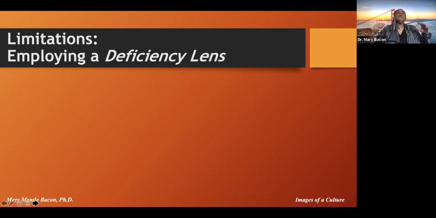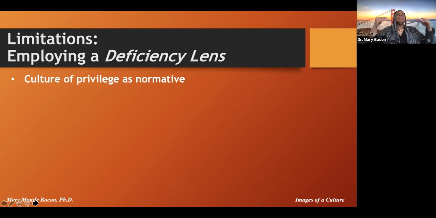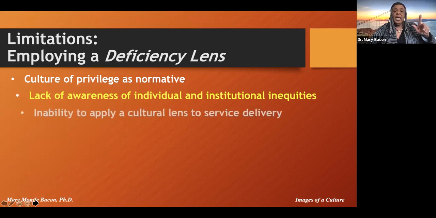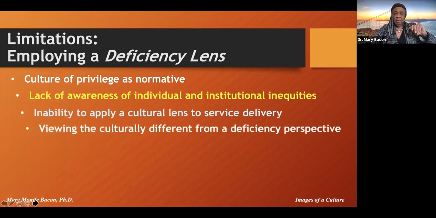Okay, well, let me put this whole process now in context. Because part of what I believe is that the problem oftentimes for some of these students in getting some clarity about what it is they need and whether or not we're responding is that we employ a deficiency lens in looking at kids. So part of what is the problem, I believe, is that the culture of privilege is established as what is normative for everybody else. And many times we as educators are not aware of the individual and institutional inequities that cause some of our students to be referred. And when we are not aware of that, we're not able to apply a cultural lens to how we provide service to the students that we must educate.